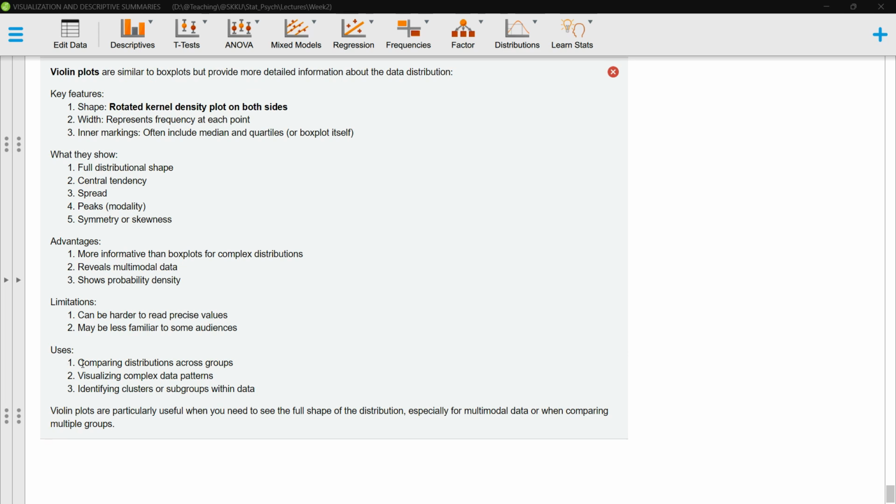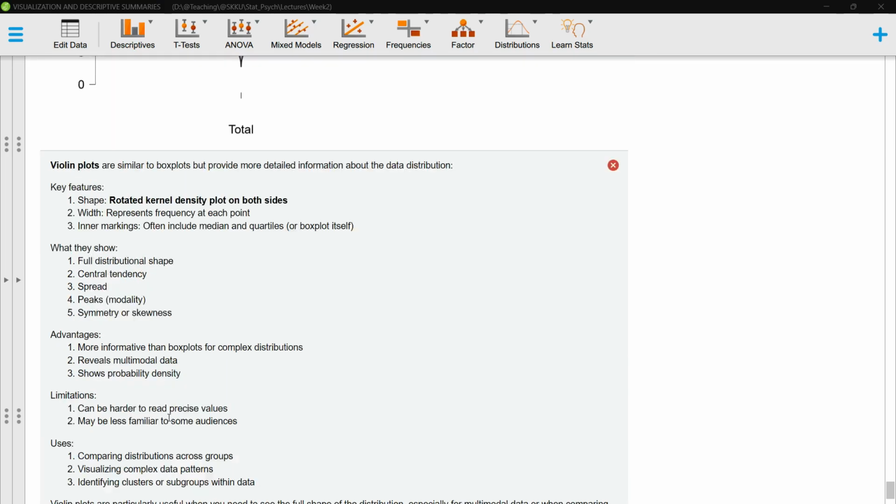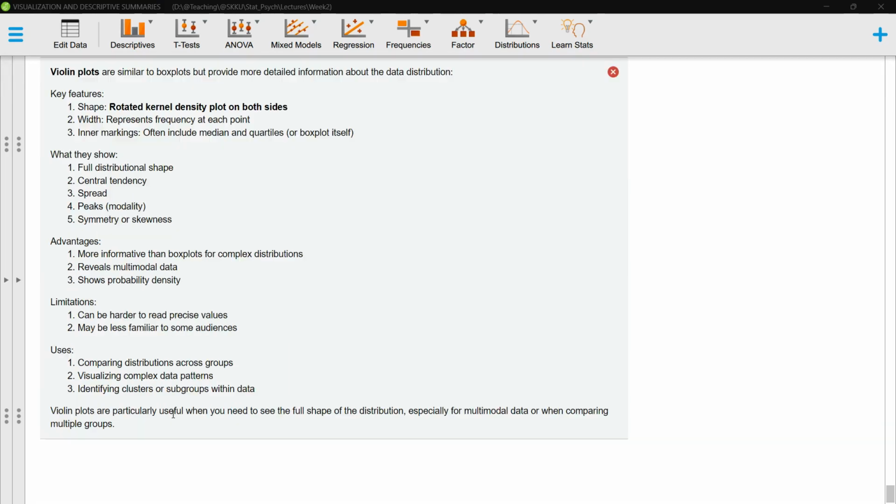The first is comparing distributions across groups, just like box plots, and visualizing complex data patterns over box plots, and identifying clusters or subgroups within data, like multimodality. So, in conclusion, violin plots are particularly useful when you need to see the full shape of the distribution, especially for multimodal data or when comparing multiple groups. So that's the usage of the violin plot.